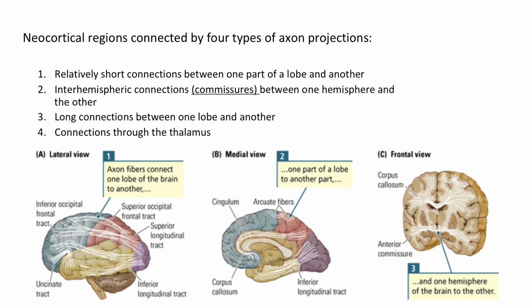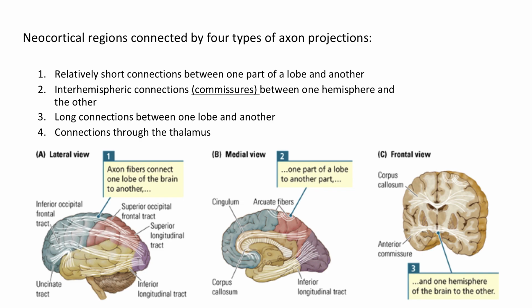Oh, I think this might be the last slide. Okay, so for higher level functions, we need multiple brain areas to work together. So they need to communicate with one another, and for this, they need to be connected. There are 4 different types of connections between neocortical regions. The first one is the long connection between different lobes. The second one is short connections, which I normally call U fibers or arcuate fibers.